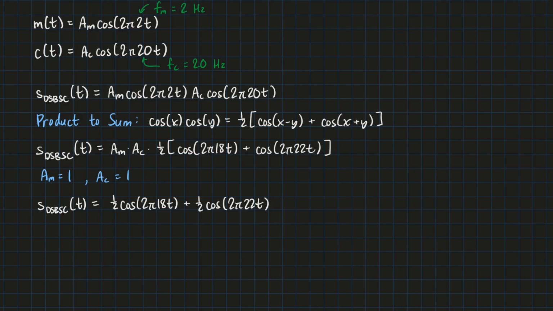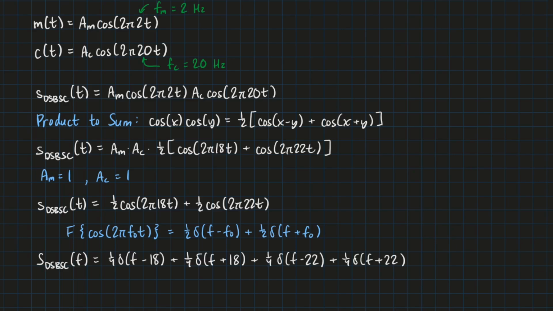To help us plot the frequency spectrum, we're going to take the Fourier transform of the cosines. So the Fourier transform of a cosine is taking half of the amplitude, multiplying it to a delta of f minus the frequency, plus half the amplitude times delta of f plus that frequency. So using that, we'll get this as the frequency response of the modulated signal.